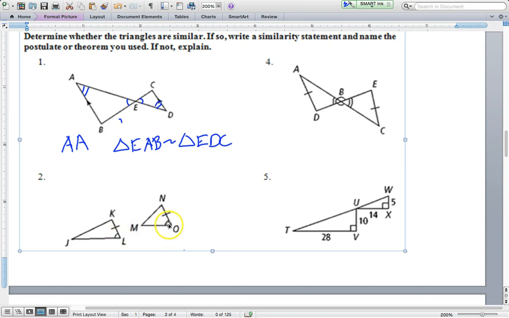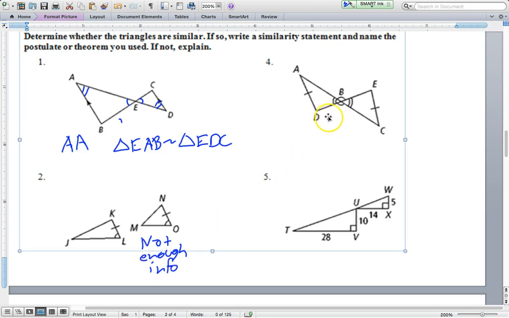Well, we see an angle is congruent and a side is congruent. But we don't have any other information. We would need to know that the other sides are proportional. So right here we don't know for sure that these are similar, so we can just say no, not enough information.